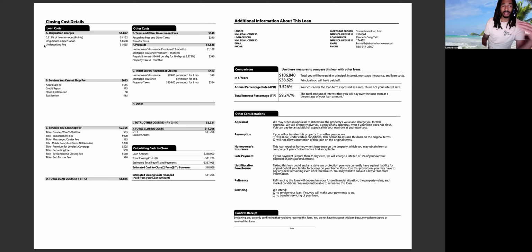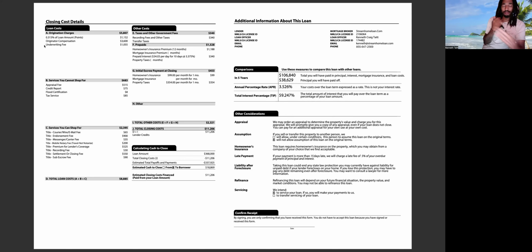Section B is going to be things that a client cannot shop for, meaning they can't go out and find their own appraiser, they can't order their own credit report and use that in the loan transaction. They can't pay for their own flood certification, and they can't pay for their own tax service. Those are fees that you're going to pretty much see every single time, unless for some reason there's not a requirement to do a flood certification, but we do that on every single transaction.